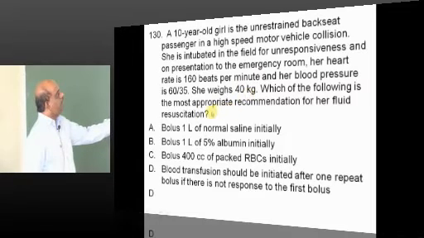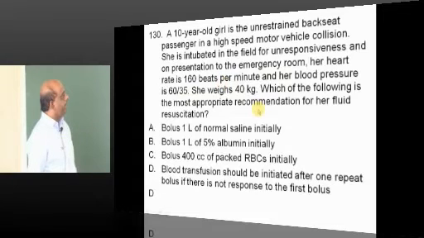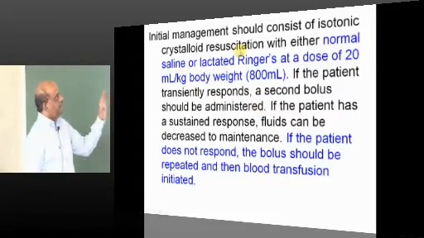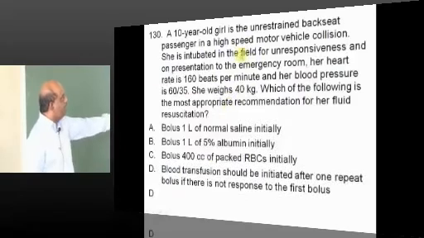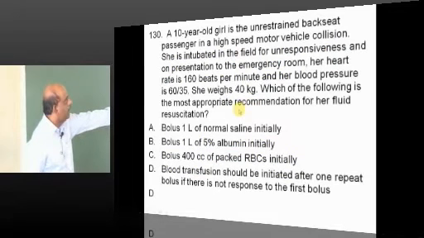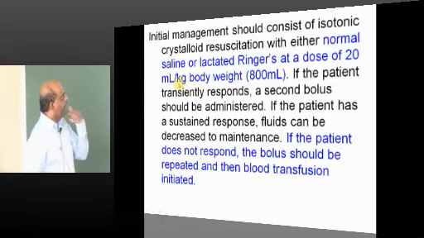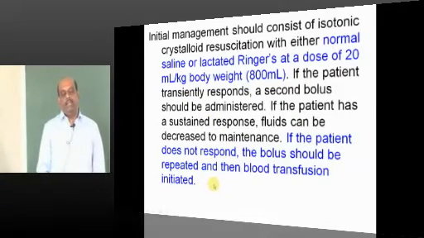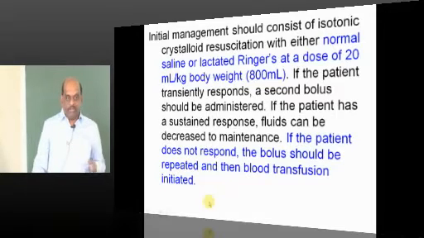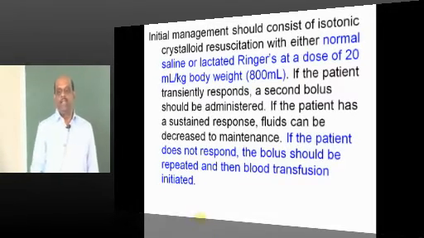Which of the following is the most important recommendation? On presentation, her heart rate is 160. Initial management is what was given? Most appropriate. Her BP is 60/35. Most appropriate is different from what you will do immediately. But immediately, if you have blood also, blood transfusion is a preferable choice.